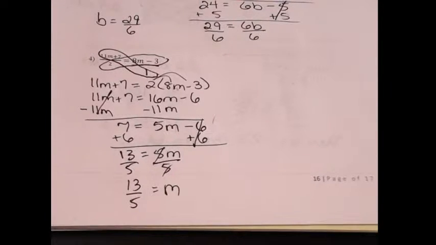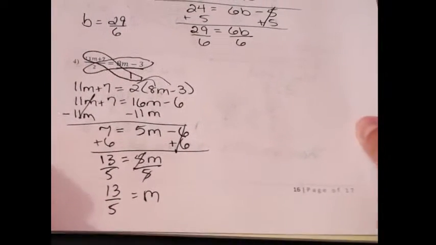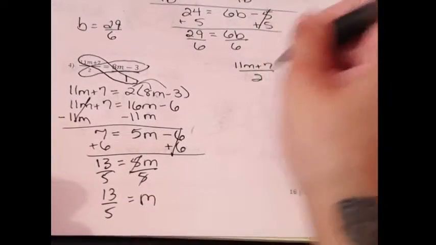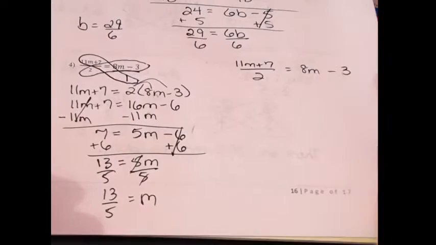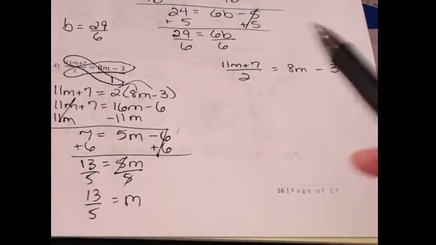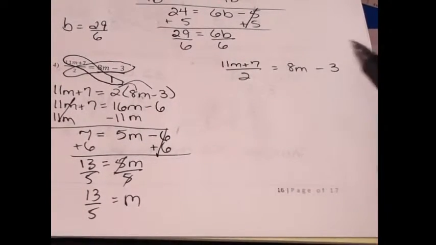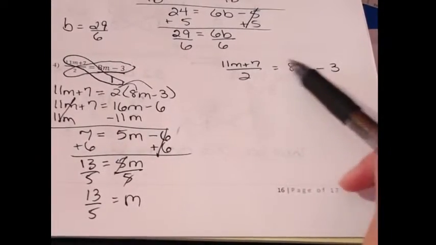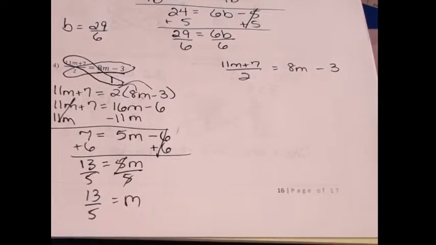So excellent work, everyone, on this problem. I do want to quickly show you what it looks like if we did not recognize that this was a proportion by placing the right-hand side of the equation over 1. Check this out. Let's say instead I go back. I say 11m plus 7 over 2 is equal to 8m minus 3. I can say, well, I do have 3 terms. Here's my first term, 11m plus 7 over 2. My second term, 8m. And my third term, negative 3.